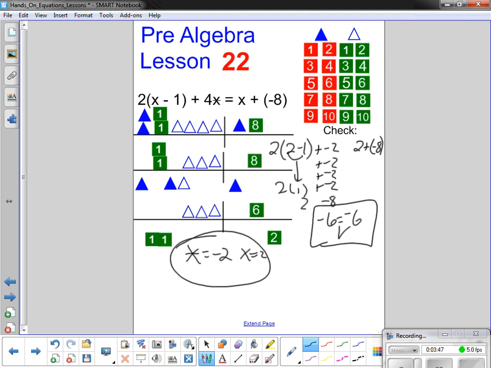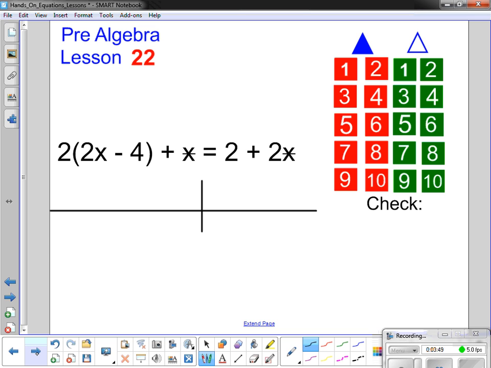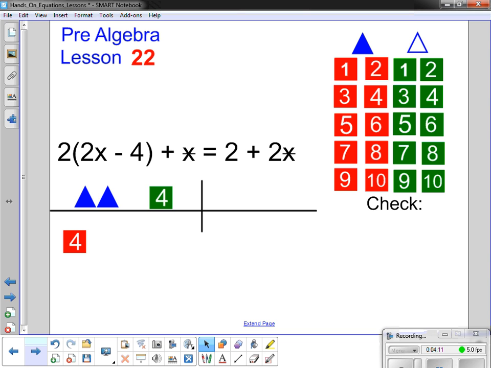So let's see another one of those problems. I've got 2 parentheses 2x minus 4, close that parenthesis, plus the opposite of x equals 2 plus 2 times the opposite of x. So let's go ahead and set that up. I have to have 2 x's, and I'm supposed to subtract 4, so I better bring in the 4 and the opposite of the 4. Okay, now I can subtract the 4.